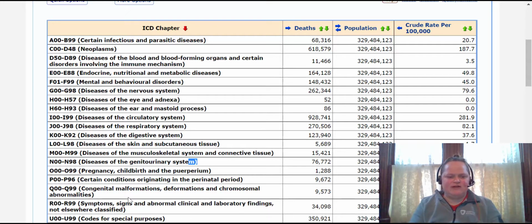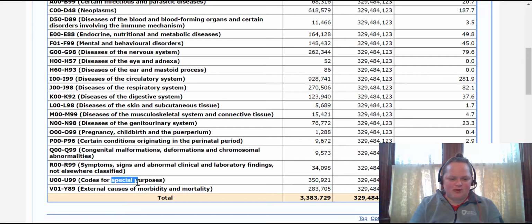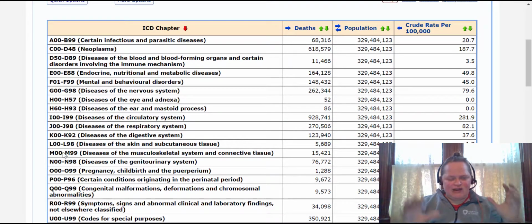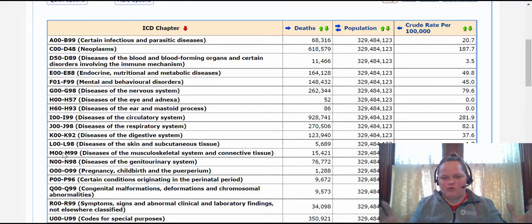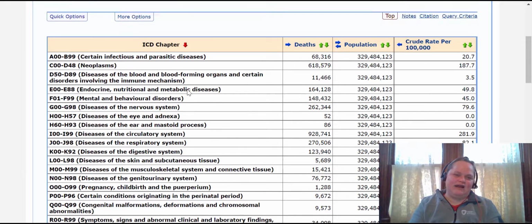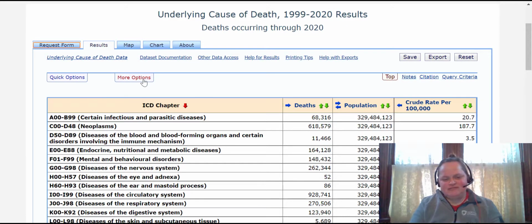They're very, very large. Codes for special purposes are the U's. And then external causes. So that's where we get the suicide, homicide, accidental causes are in this V to Y. So you can see these very, very large categories. So cancer being in there and heart disease being in here. But some of these include, like, stroke is in here. So some of these, this is too big of a category for ranking purposes.